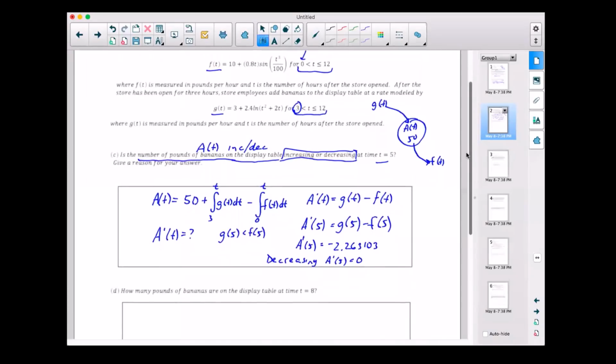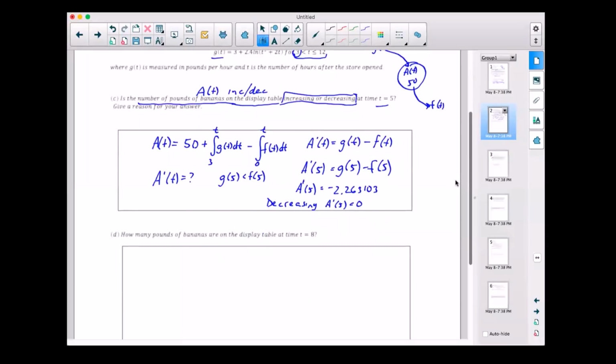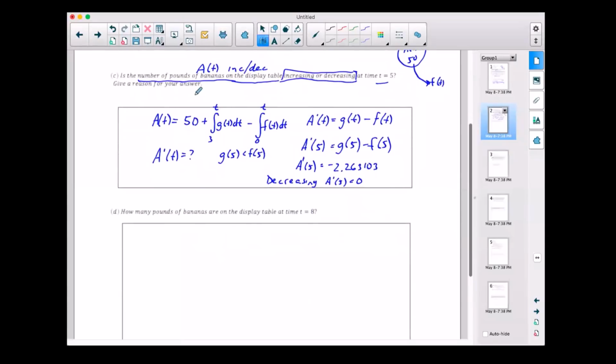So let's move on now to part D. And you're going to see now again why it's so important to write an equation for A, because it says in part D, how many pounds of bananas are there at t equals 8? Well, we already have a formula for the amount of bananas, right? We already said the amount of bananas at any time is just this.